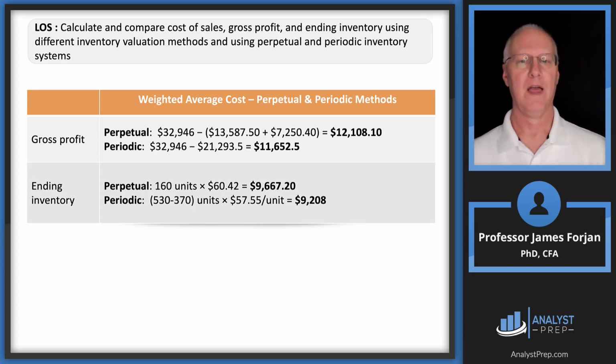So the gross profit will take the 32,000 minus the roughly 21,000. So that gets us 12,108. And under the periodic method, we get 11,652. And then this is where the ease of the weighted average cost really comes into play. So ending inventory for perpetual, because we have those 160 units all at that $60.42, we just do the multiplication, and then we do something similar to in the periodic, and we get 9208.